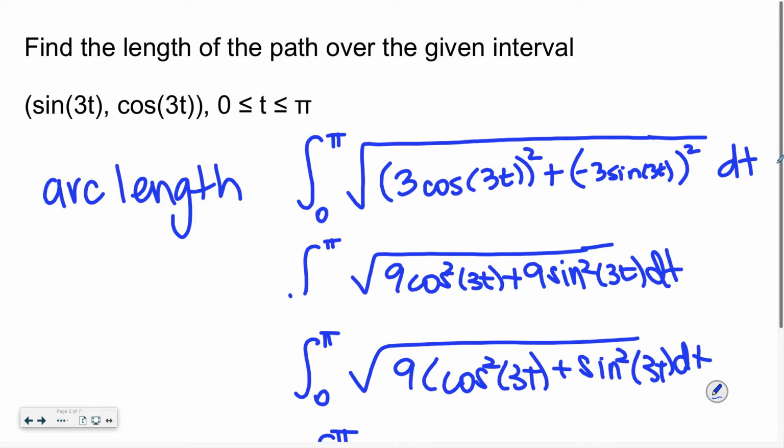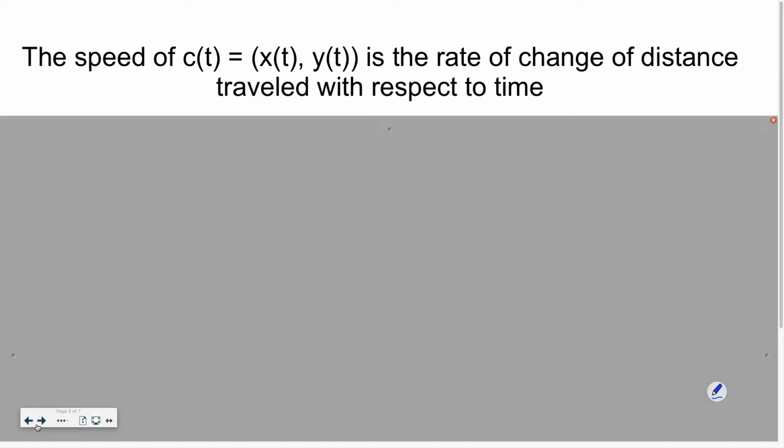Wait, how's that a circle? Because sine squared plus cosine squared. Oh, that's a circle? I didn't know that was a unit circle. I forgot about that. We spent like three years working on this. We did the circle.